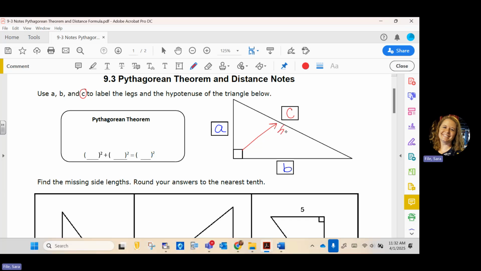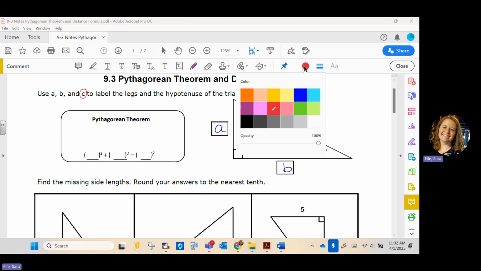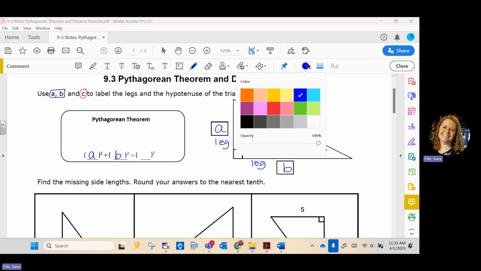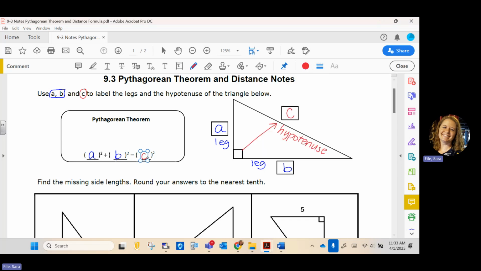Okay, I'll label it hypotenuse. Okay, so C has to be the hypotenuse. A and B, those are the legs. Okay, so there's 2 legs and a hypotenuse in a right triangle. So the formula for Pythagorean theorem is that you take A squared plus B squared, and it will equal C squared. Okay. Does that ring a bell? Do y'all remember that formula? A squared plus B squared equals C squared.